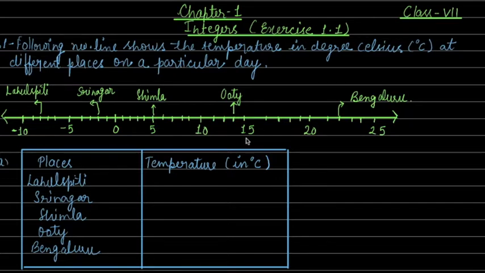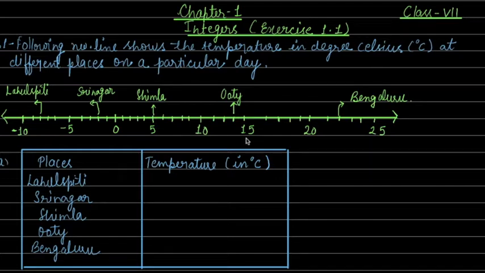In today's video, I will be explaining exercise 1.1 of integers. So let's begin with question number 1. It says the following number line shows the temperature in degrees Celsius at different places on a particular day. If you see here, a number line is given.